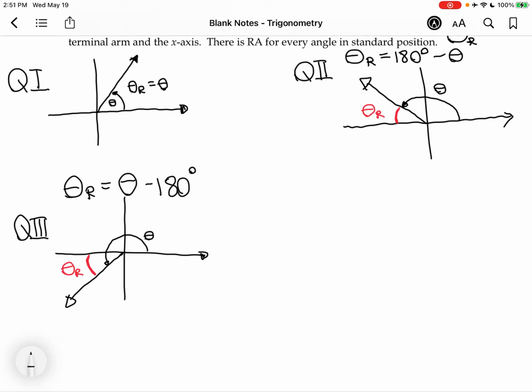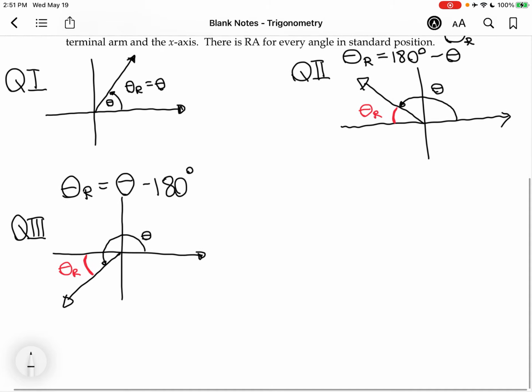Right? So if you can imagine, let's say the terminal arm was at 190 degrees, then there'd be this extra 10 degrees left over beyond 180. So theta r would be 190 minus 180. That's how you'd get the 10.